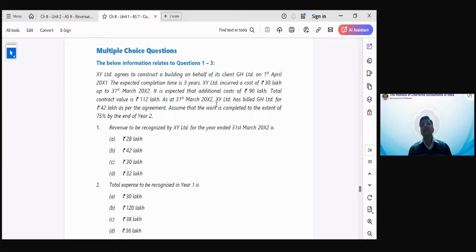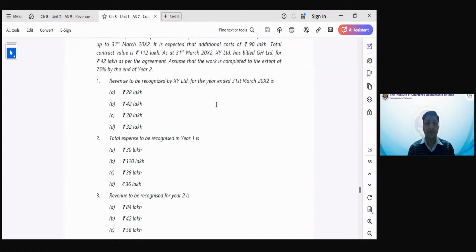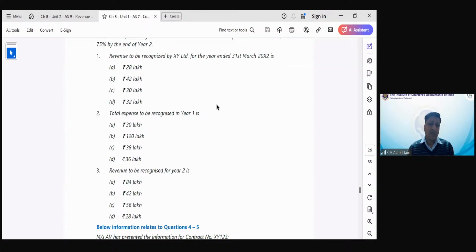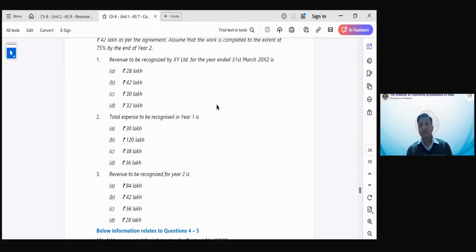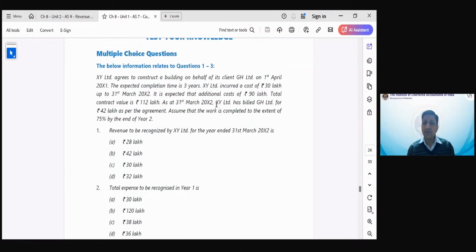Okay, so 120 will be the total cost. Now, I'm not sure as to why the work completion percentage has been given to you. So it says assume that the work is completed to the extent of 75% by the end of year 2. Because there's no other information in relation to year 2, I'm assuming that maybe in respect of this third question, this information has been given. So that's what I can understand.